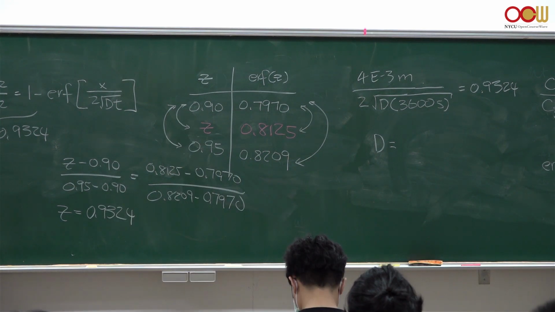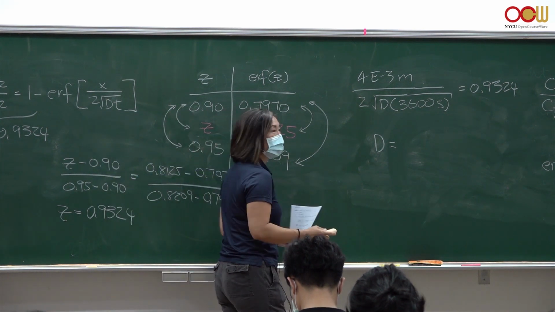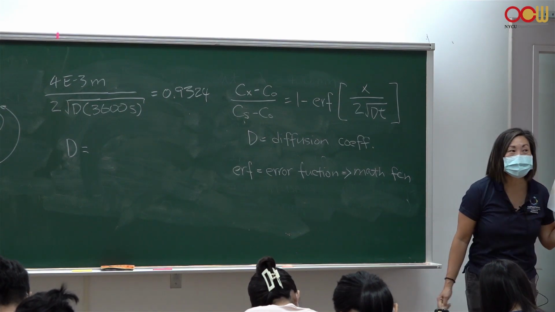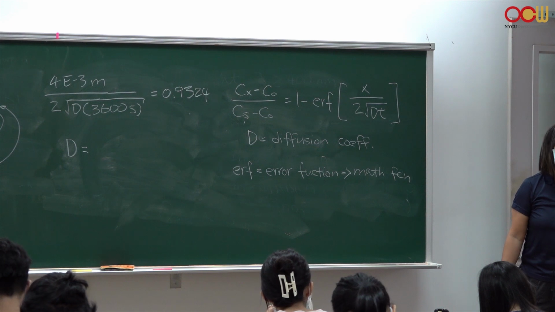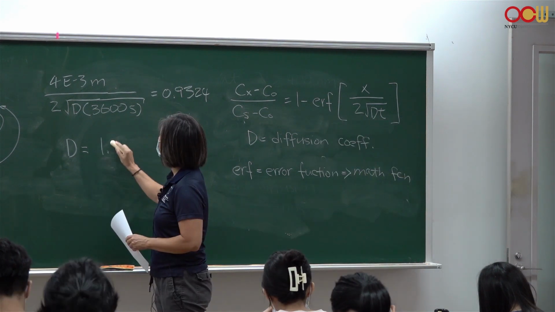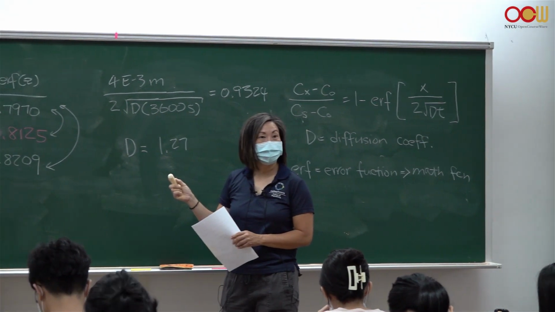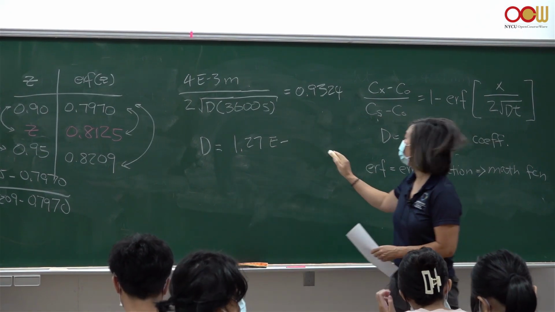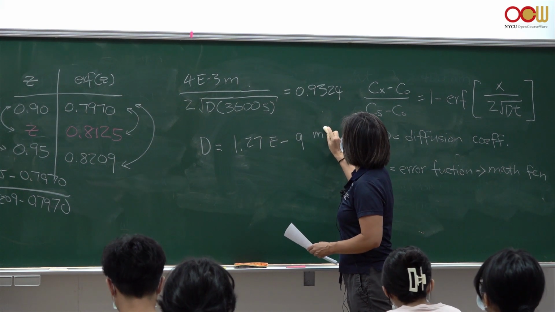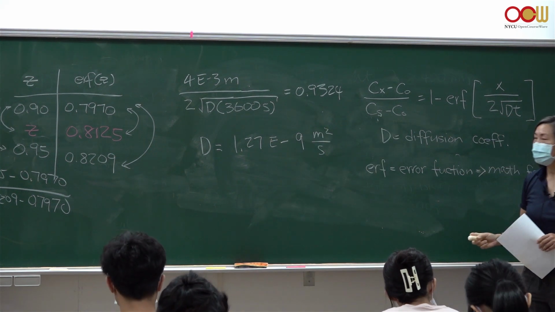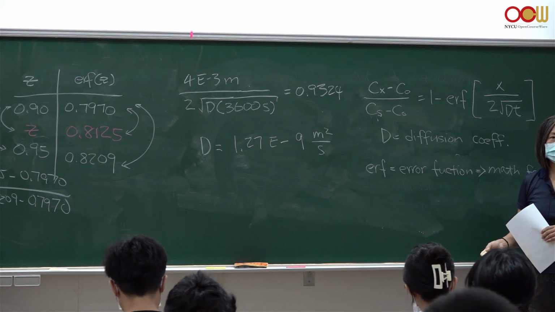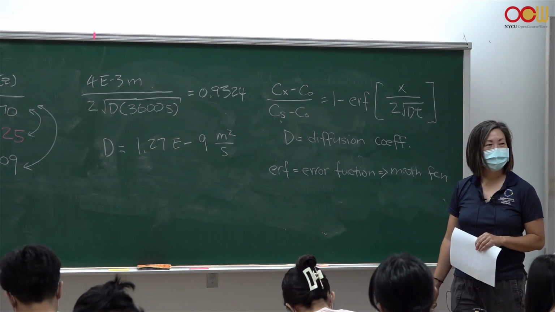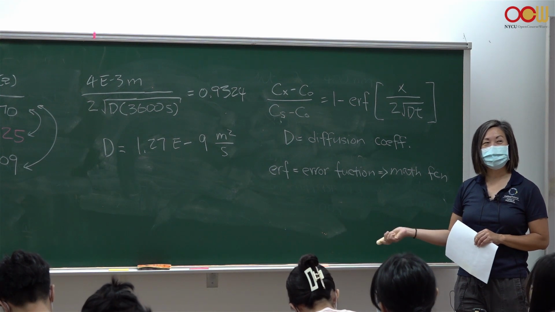Does anyone get a value? You're solving for this equation right here, right? What is it? 1.27 times 10 to the -9 meters squared per second. Did anyone get something different? Everybody got the same? I got a slightly different number. I'll go with yours unless somebody has something different.